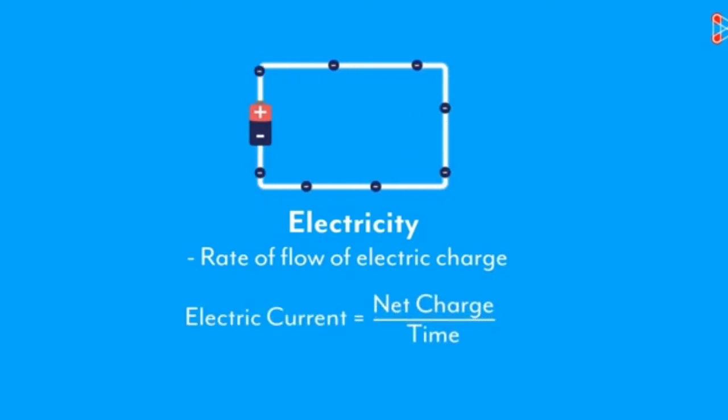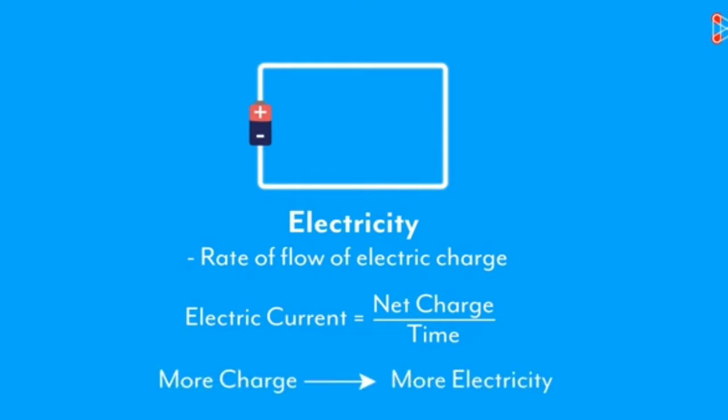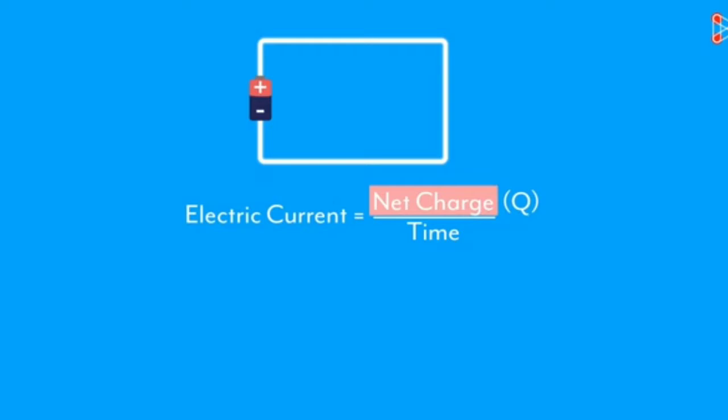Electric current is equal to net charge divided by time. More the charge, more will be the electricity. If Q is the net charge flowing through a conductor in time t, then we can write electric current I is equal to Q by t.